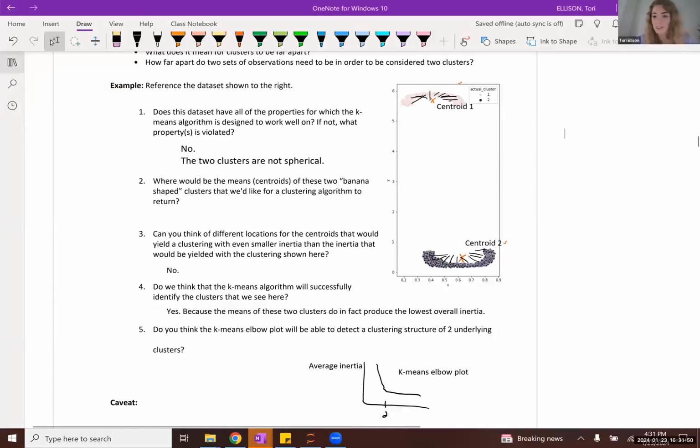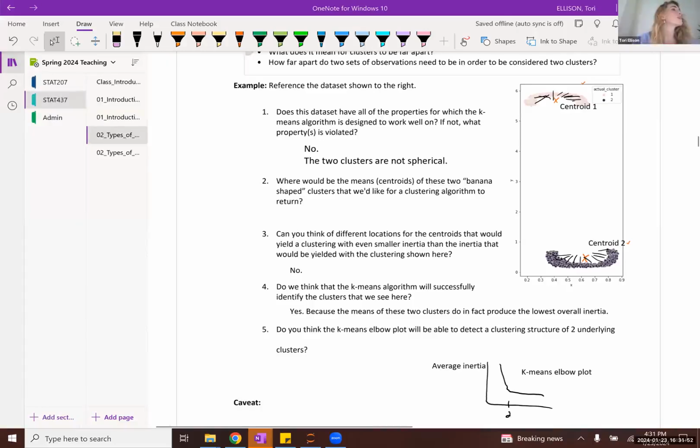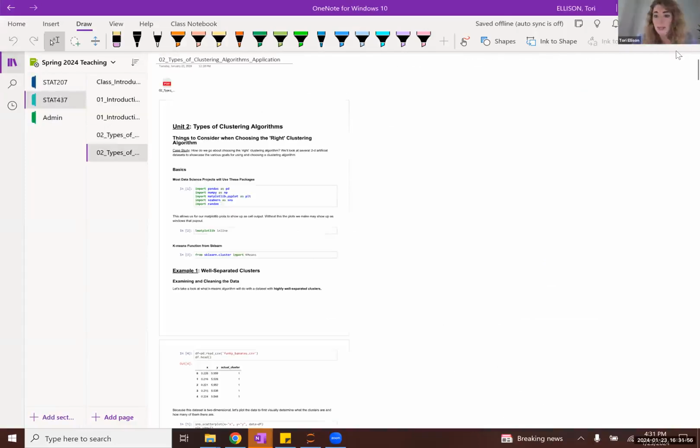So let's actually cluster this data set here. And let me make sure I'm recording. I am recording. Okay. So let's move on to the application. Give me just 1 second to set up the chat again. Okay.